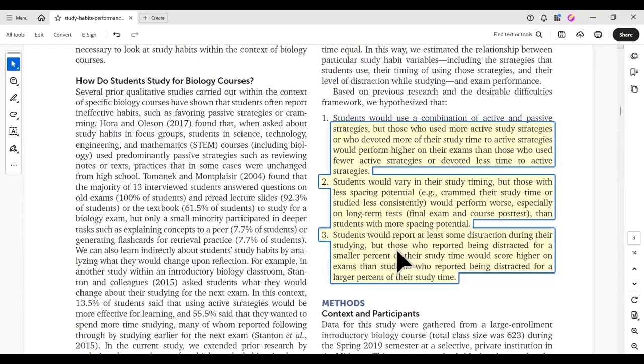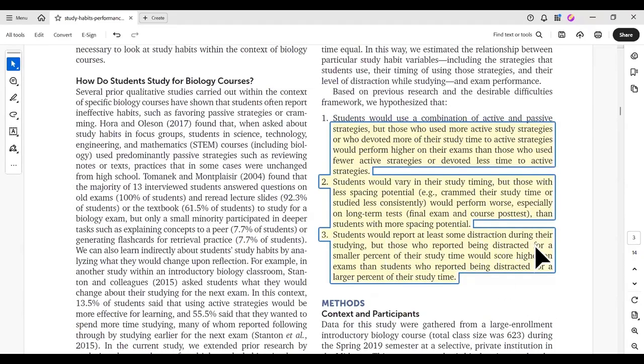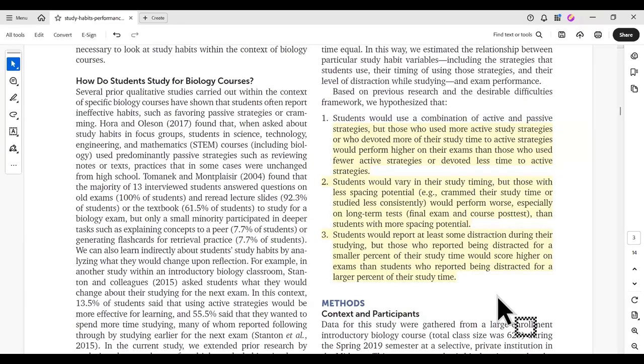And finally, students would report at least some distraction during their studying, but those who reported being distracted for a smaller percent of their study time would score higher on exams. All right, so this is a prediction that as distraction increases, score decreases. And so an inverse or negative relationship between those two variables.